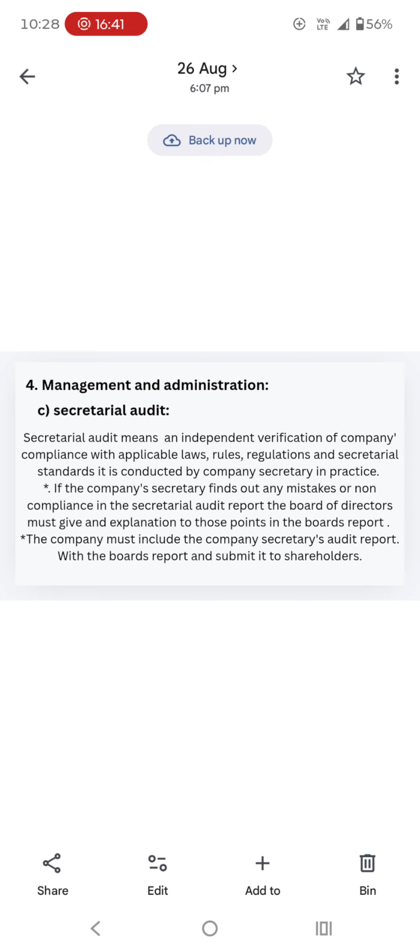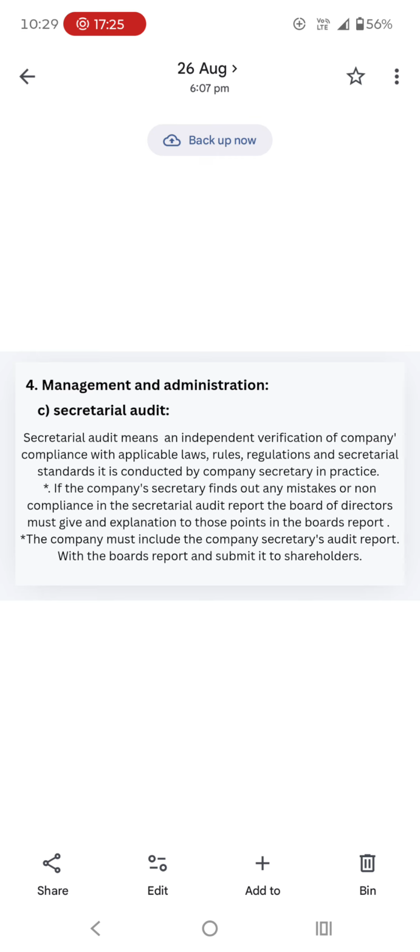What do you mean by secretarial audit? Let us see. Secretarial audit means an independent verification of the company's compliance with applicable laws, rules, regulations, and secretarial standard. It is conducted by a company secretary in practice. Why secretarial audit is done means it is an independent verification of the company. A verification is done here on the laws, rules, regulations, everything, and secretarial standard. There will be a company secretary, and it is done by that person.